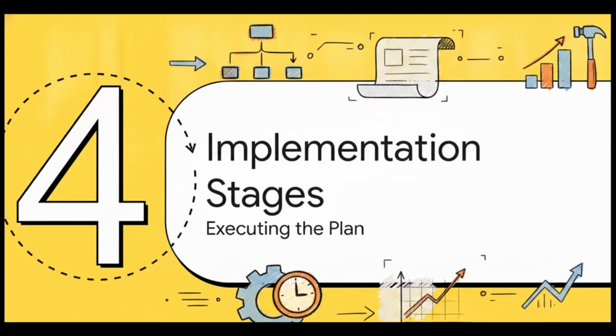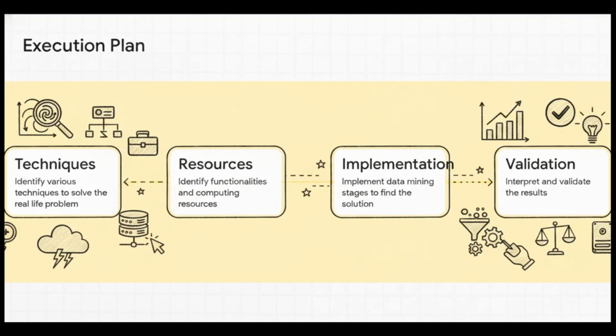Let's transition over to Section 4, Stages of Implementation, which is all about executing the plan. Okay, this is where we put the tools to work. The execution phase is based on 4 highly specific, chronological learning outcomes from our source. First, you'll identify the various techniques required to solve that real-life problem. Second, you gotta identify the functionalities and computing resources you need to actually find the solution. Third, your mission is to actively implement the data mining stages. And fourth, you must interpret and validate the results.